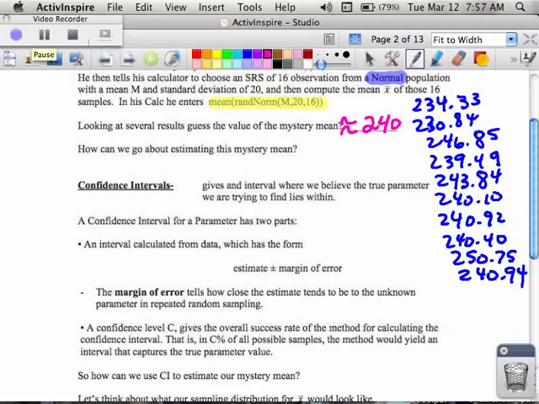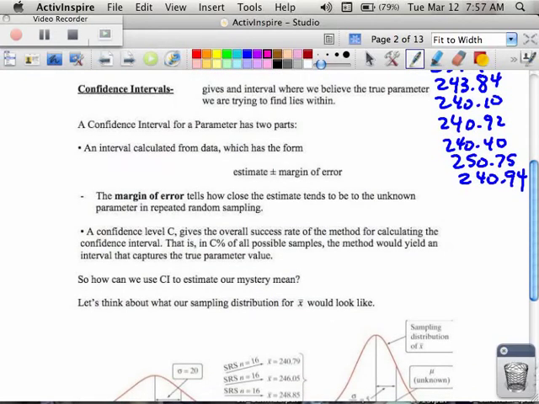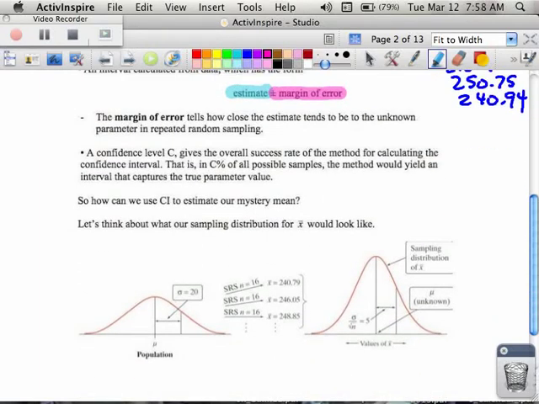So how do we go about this? A confidence interval gives an interval where we think the true parameter, in this case a mean, lies. A confidence interval has two parts: one is the estimate, and two is the margin of error. So we guessed 240, but we could be off, so it's going to be plus or minus some margin of error. The margin of error tells us how close our estimate is to the true value. They abbreviate confidence interval as CI, so if you want to in the future, feel free to do that.